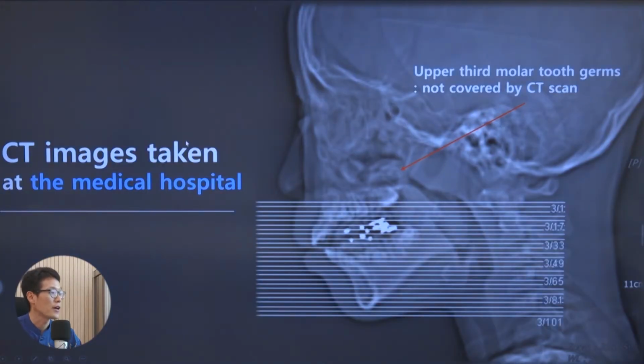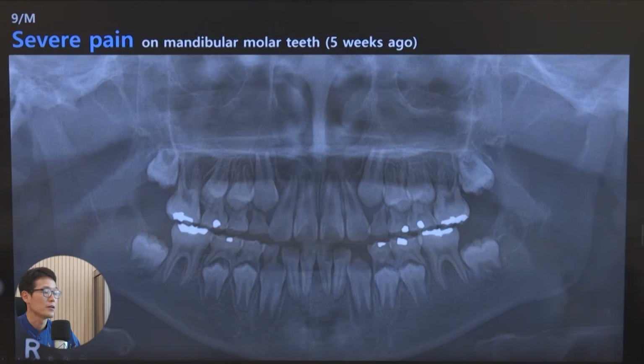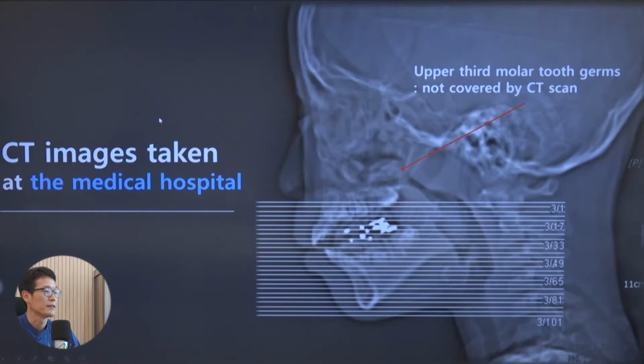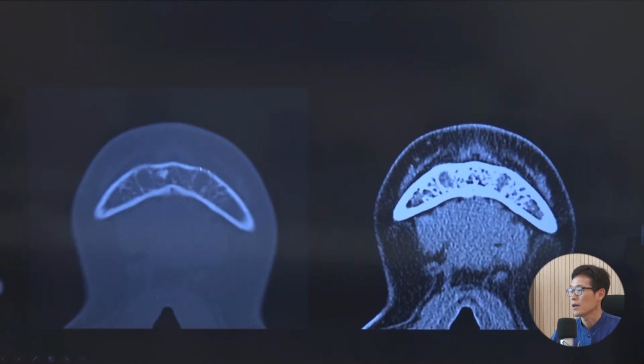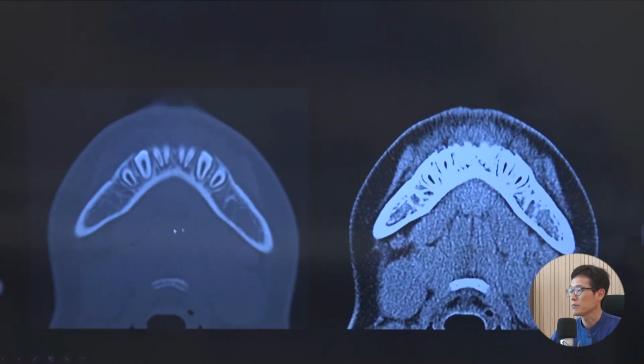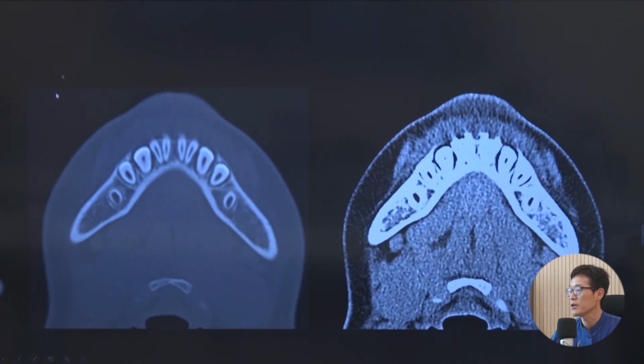Let's take a look at the CT images taken at the medical hospital. But unfortunately, upper third molar tooth germs were not covered by the CT scan. This area was not covered by the CT scan. This is the CT images taken at the medical hospital. Can you find any pathologic bone change in this CT image?